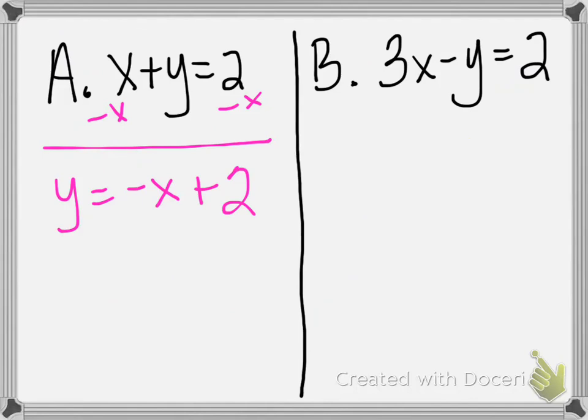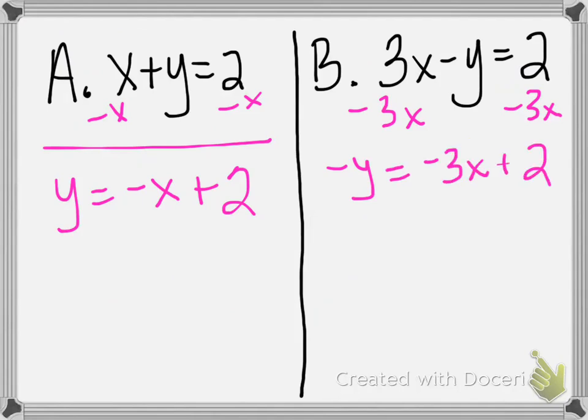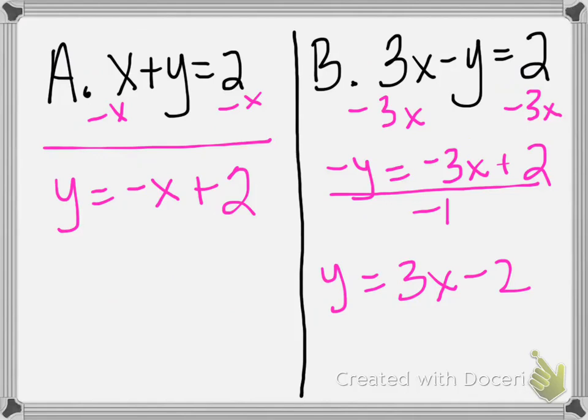Equation B, we're going to subtract 3x from both sides of the equation. And that gives us negative y equals negative 3x plus 2. We don't want our y to be negative, so we're going to go ahead and either multiply or divide the entire equation by negative 1. And that gives us y equals 3x minus 2. So now we have two equations that are in slope-intercept form. We can go ahead and graph those and see what happens.